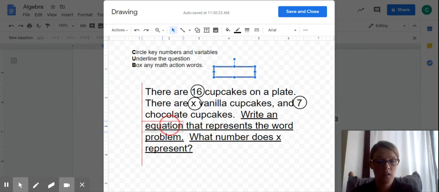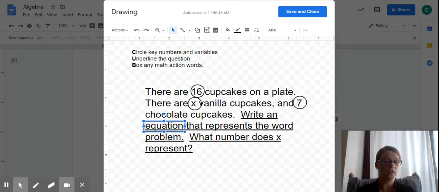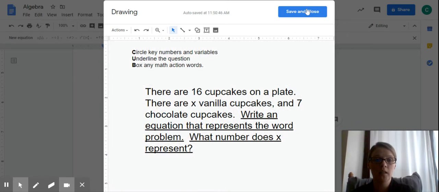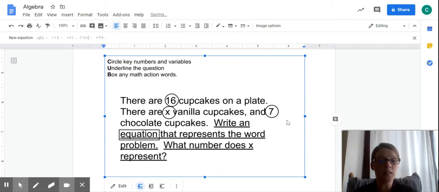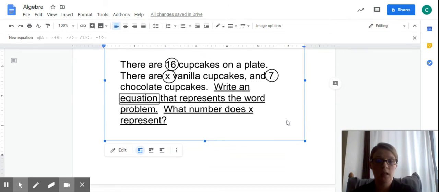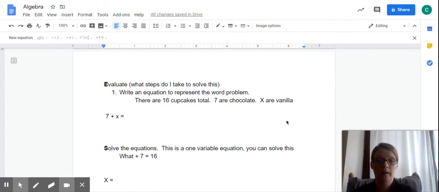In this story problem, the math action word is going to be equation. That's telling us that we're setting up an equation with our equal sign. So I'm just going to click save here, and that'll put it back on there, and that's what your example should look like. And now we will go down and finish our steps.